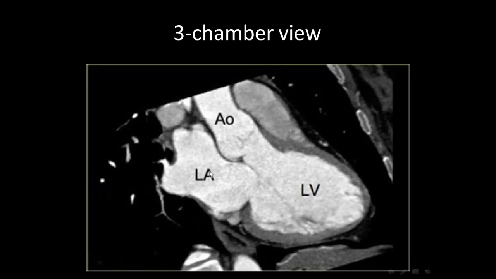This is a three-chamber view. So the left atrium, left ventricle, the mitral valve is supposed to be here. This is the aortic valve, and this is the proximal part of the ascending aorta.